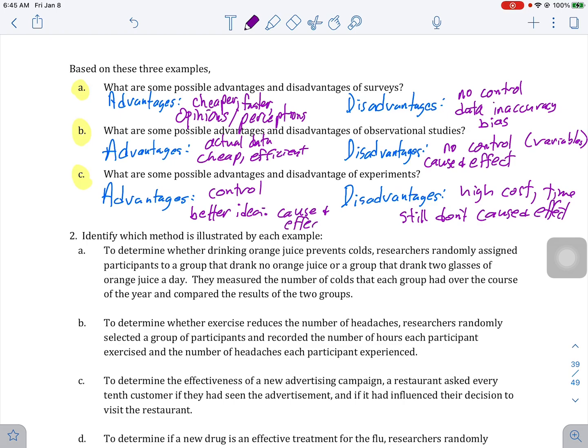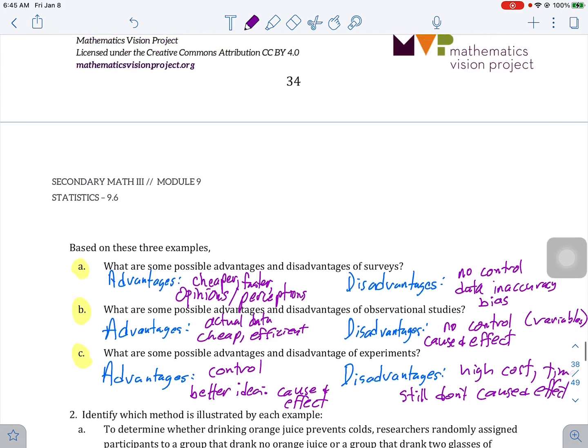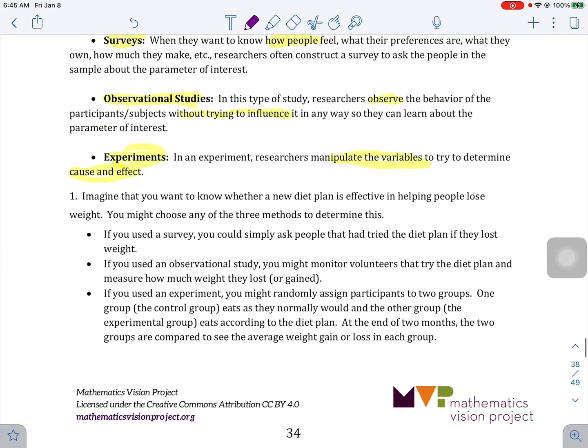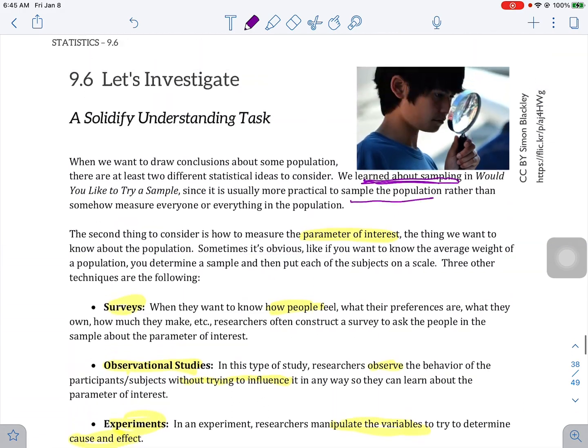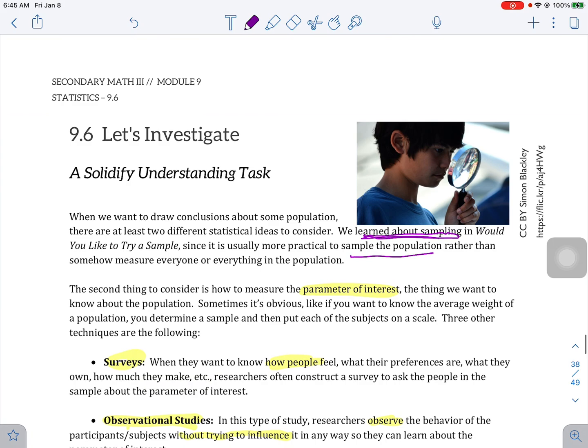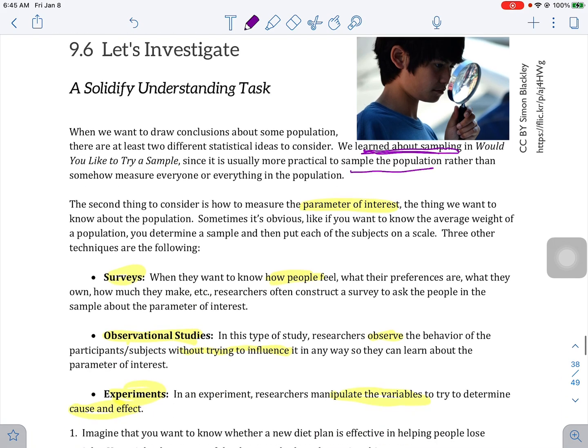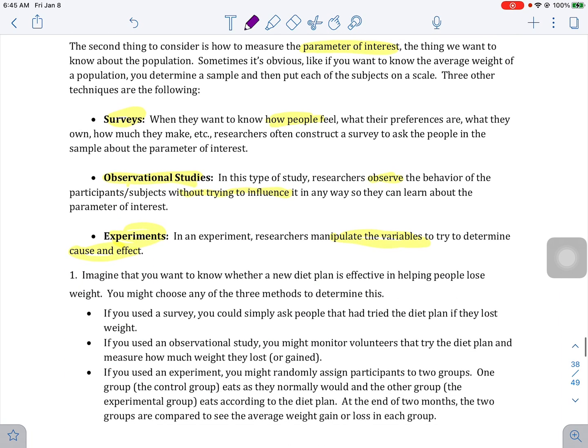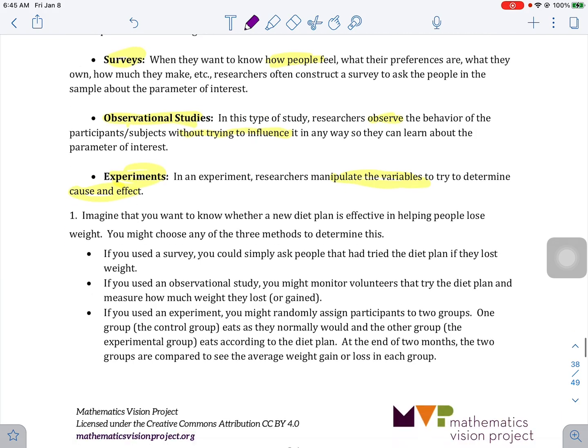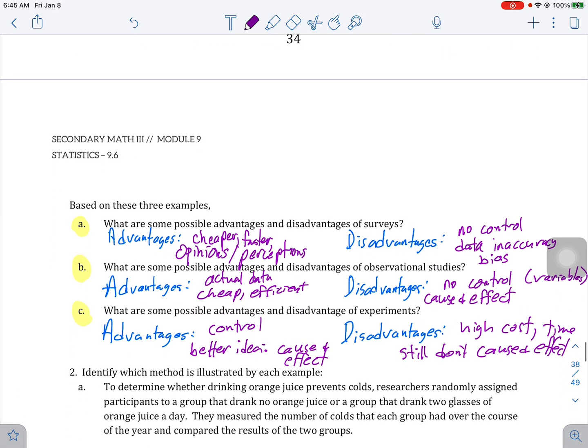And so I guess the takeaway here is when you're trying to find out about a population, one thing is to identify how are you going to get a sample. And the second thing is how are you going to find out that parameter of interest? Are you going to do a survey? Are you going to do observational studies? Or are you going to do an actual experiment?